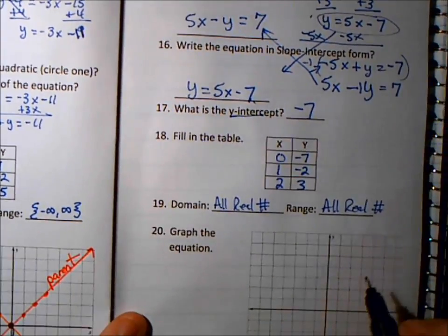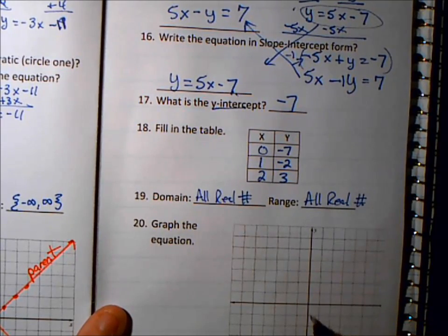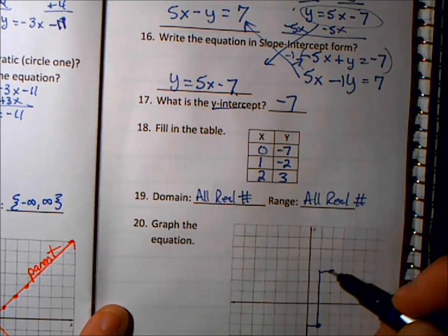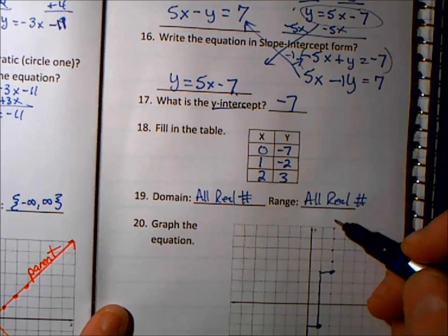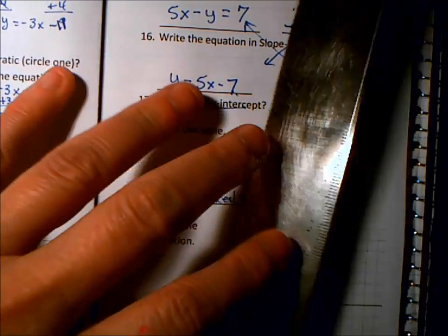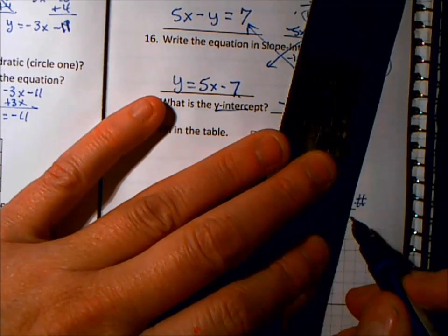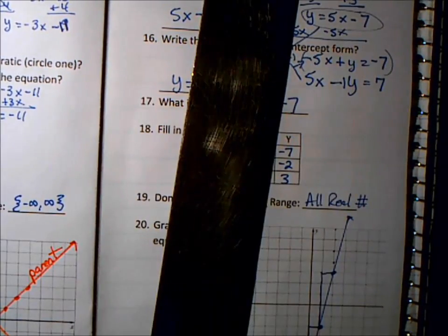And then I want to graph it. 0, negative 7. Okay, this has a steep graph. 1, 2, 3, 4, 5, and 1. So that has a big step for that graph.